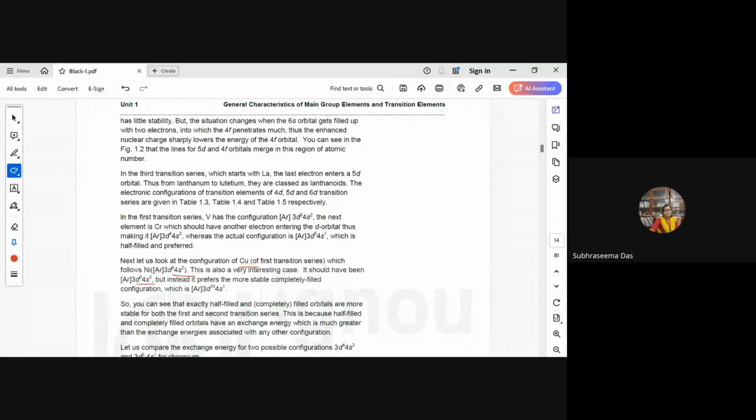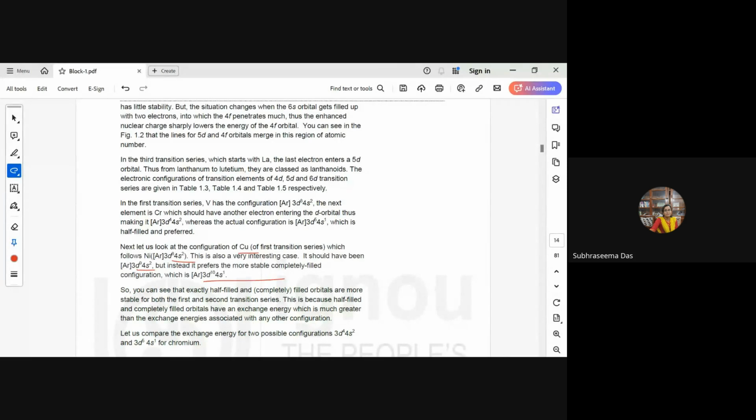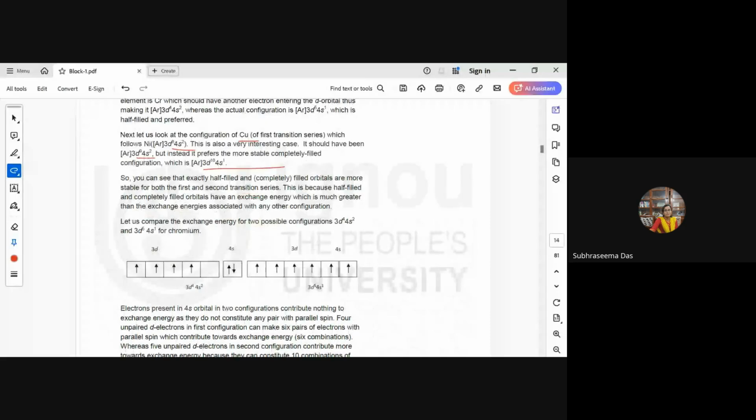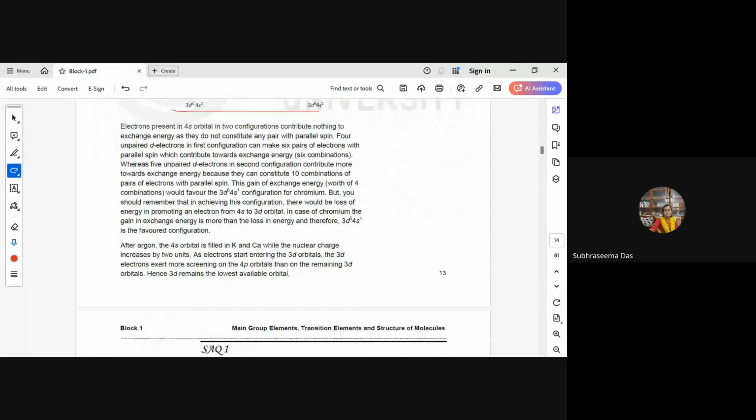But we know that the ground state electronic configuration of copper is 3d10 4s1, and we all know why this electronic configuration is followed. This is because half filled and completely filled orbitals are more stable in nature. That is why, in order to provide stability to the orbitals, copper is written as 3d10 4s1, right? So this is about copper. Here it is shown electronically.